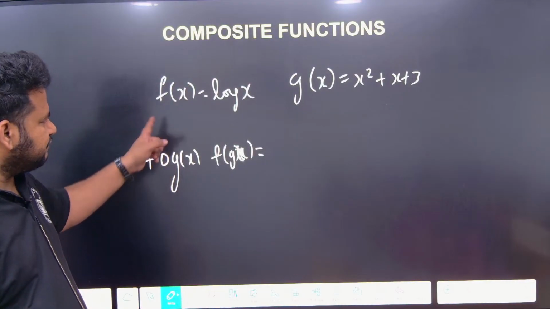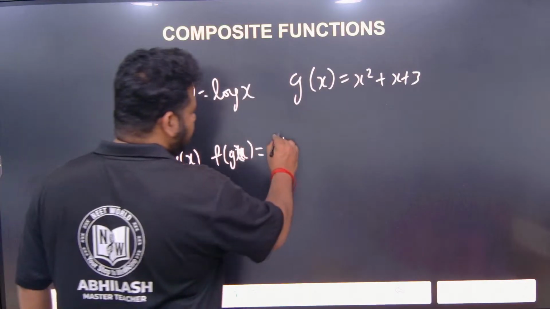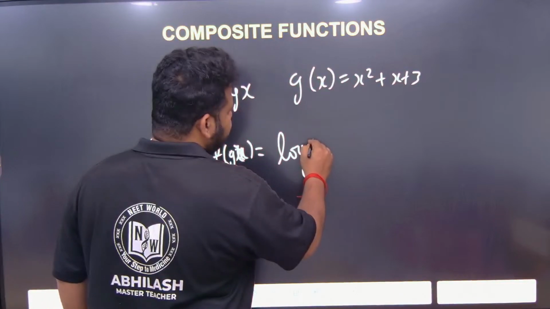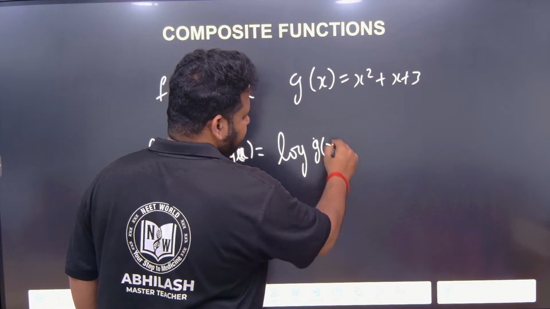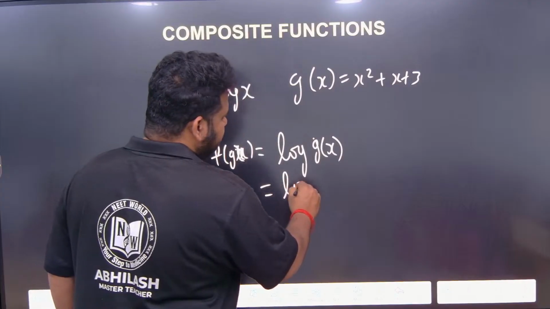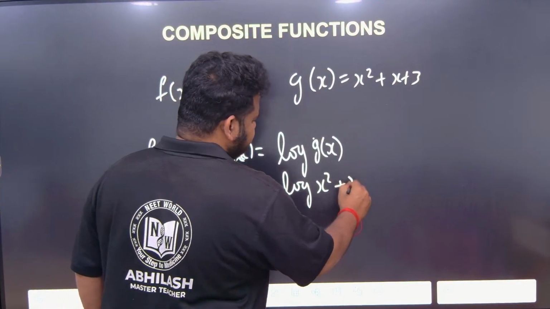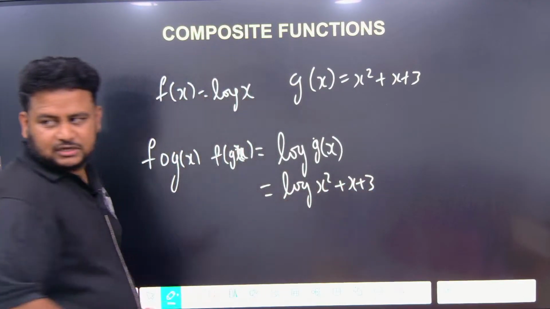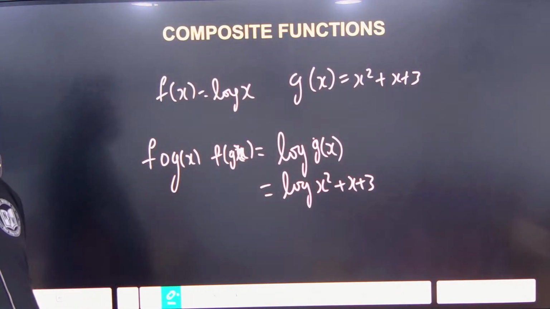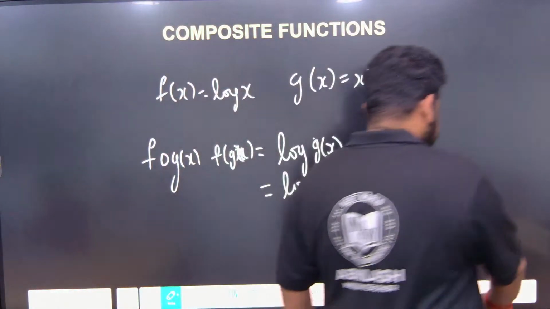Okay, you will write f of g of x. So that will become log of g of x. So g of x is x square plus x plus 3, so log of x square plus x plus 3. That's all. Clear? This is about composite functions. Clear? Okay, we will see one PYQ.